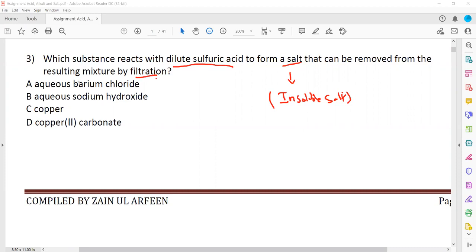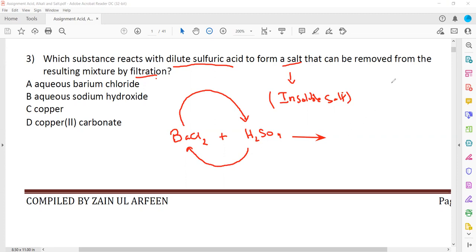So number one, barium chloride. Barium is group 2, chlorine is group 7. So barium chloride will be BaCl2. And sulfuric acid is H2SO4. So when barium chloride mixes with sulfuric acid, what will it form? Barium will take the place of hydrogen, and hydrogen is there in place of barium. So it will form hydrogen and chlorine, so hydrogen chloride.